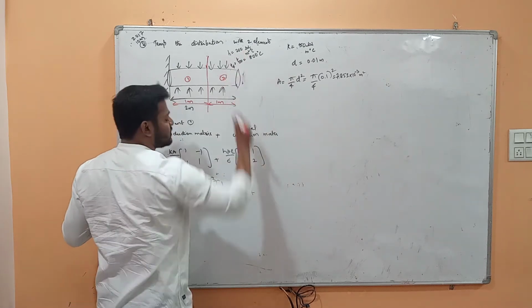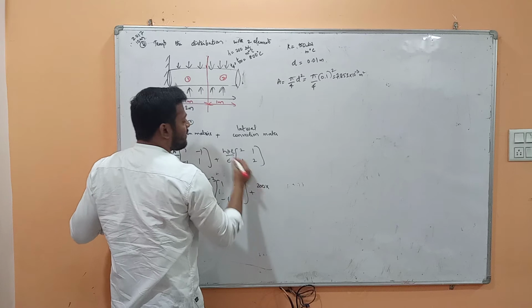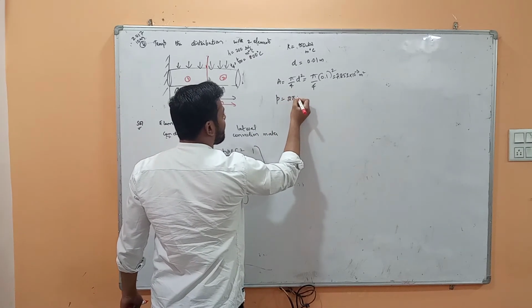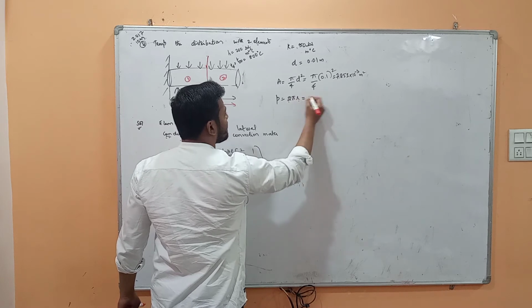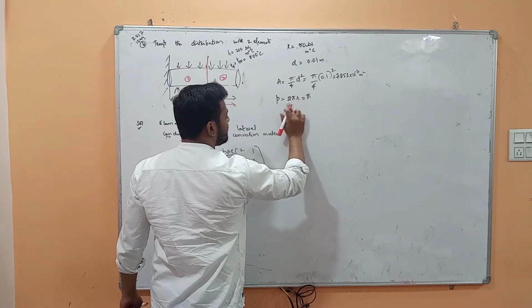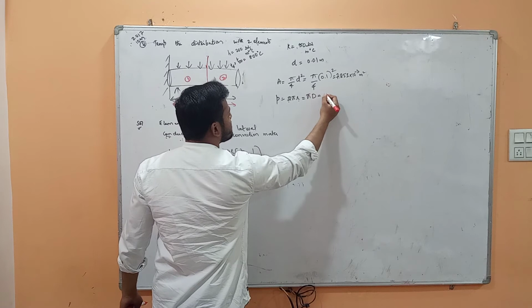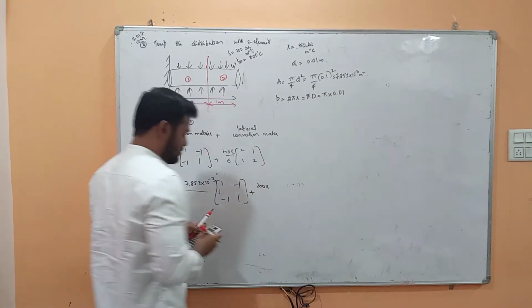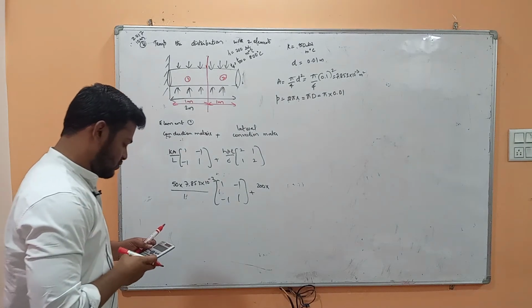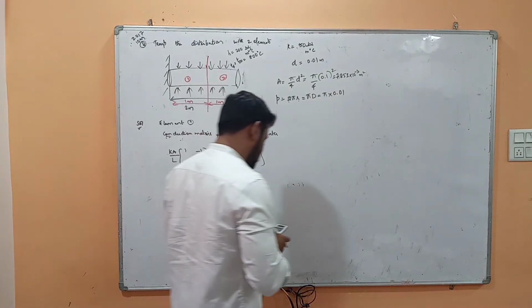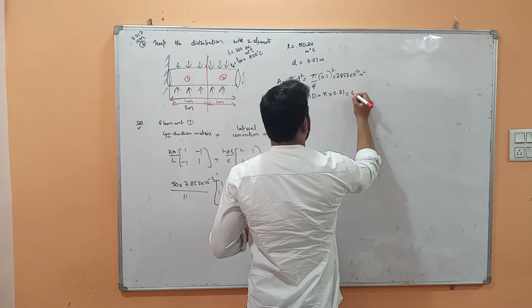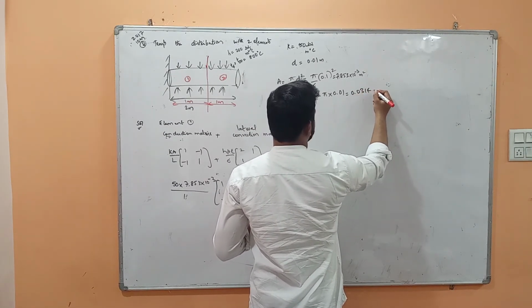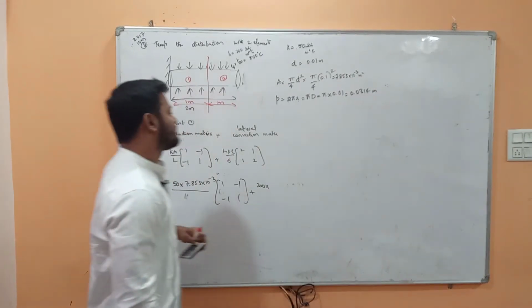H is given in the question, 200. Perimeter, what is perimeter of circle? 2 pi r. So 2 into r is diameter, so it is pi d. So pi into d, d is given in the question, pi into 0.01. That is coming out to be 0.0314. Okay, perimeter will be in terms of meter.